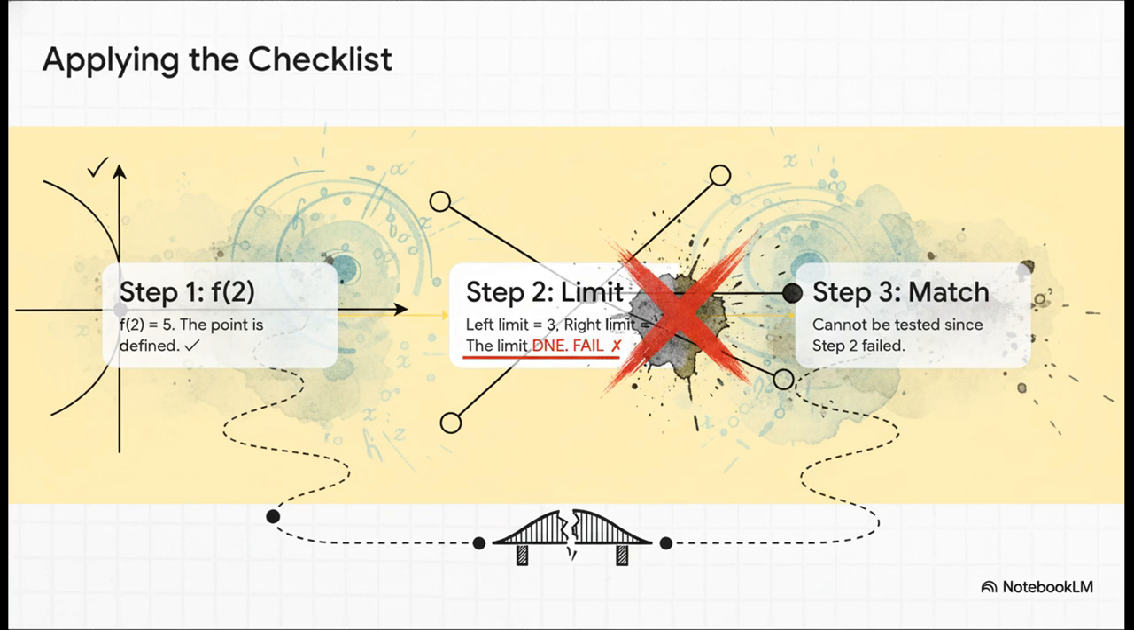Step 1, does f of 2 exist? Yes, it does. The second rule there applies when x is greater than or equal to 2. So f of 2 is just 5. That's a check. But now for step 2, the limit.